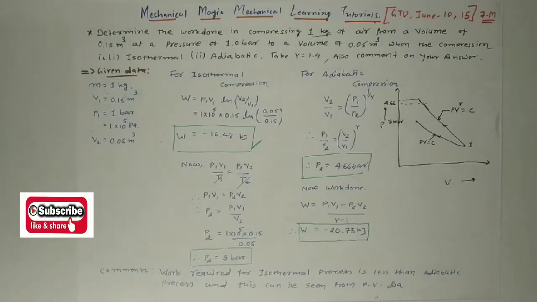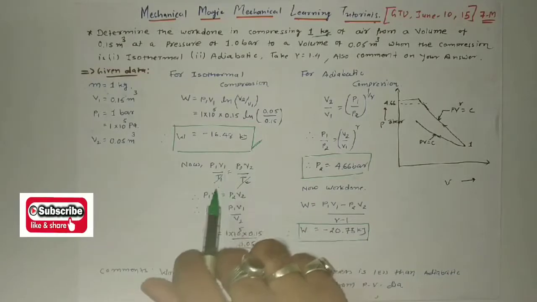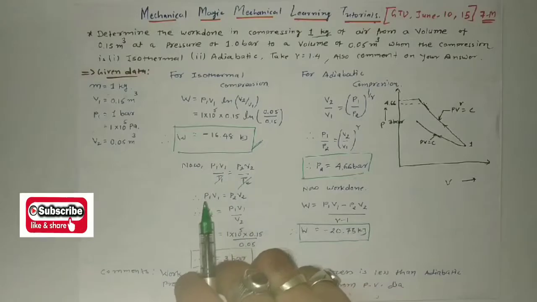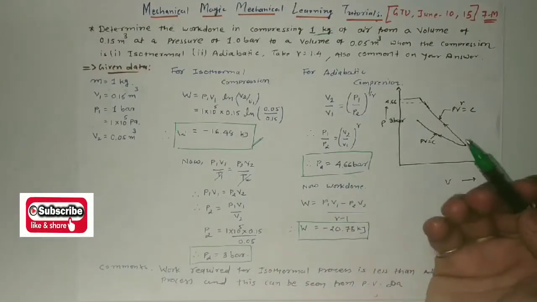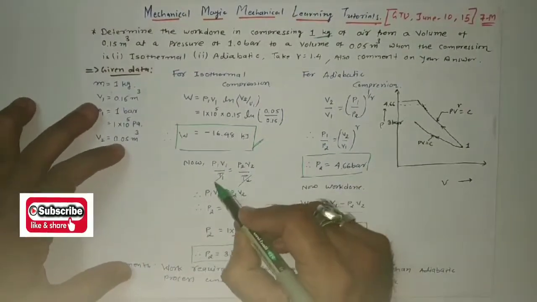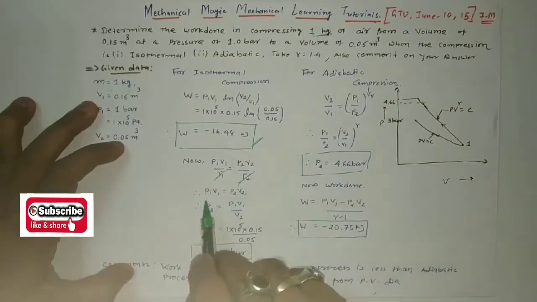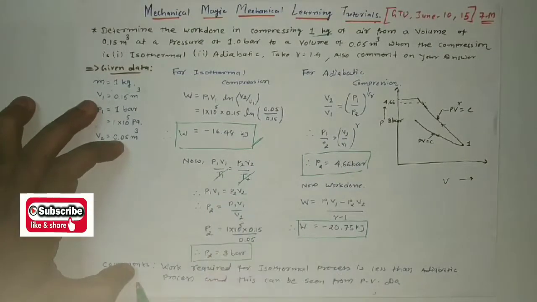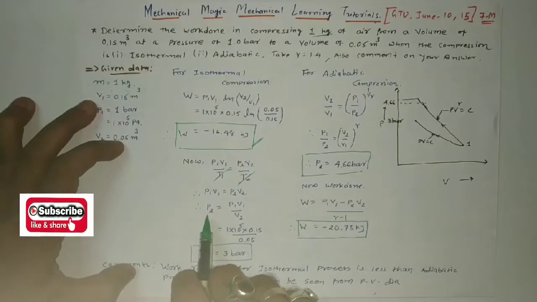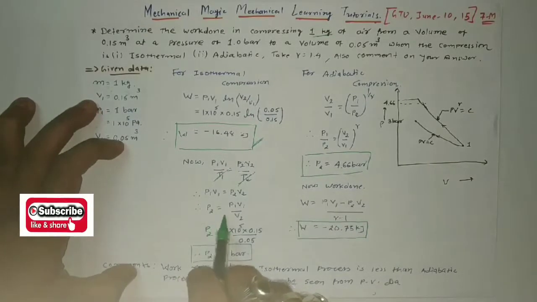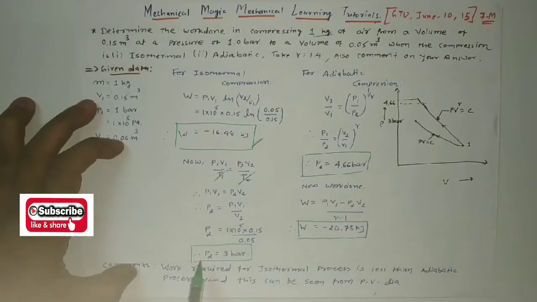But I want to draw a PV diagram, so I want to find out a P2 pressure at constant temperature process. So for here, P1 V1 upon T1 equal to P2 V2 upon T2. So for the constant temperature process or isothermal process, T1 equal to T2. So P1 V1 will be equal to P2 V2. So just put the value. So P2 equal to P1 V1 upon V2. So finally you will get P2 equal to 3 bar.